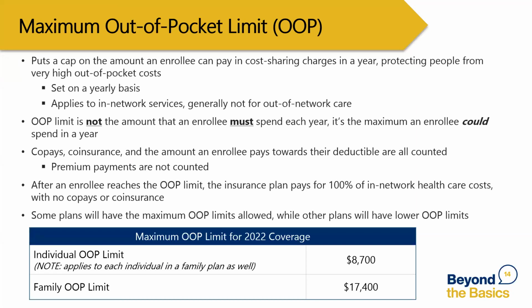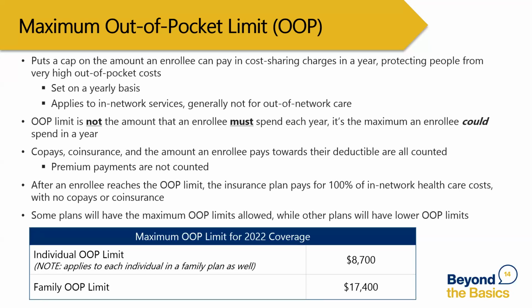The ACA put into place a really important safety net when it comes to cost-sharing charges, known as the maximum out-of-pocket limit. This limit protects people from catastrophically high out-of-pocket costs by putting an annual cap on the amount of cost-sharing charges an enrollee could pay in a year. Importantly, the annual cap is not like the deductible because it's not the amount an enrollee must spend each year, it's the maximum an enrollee could spend in a year.